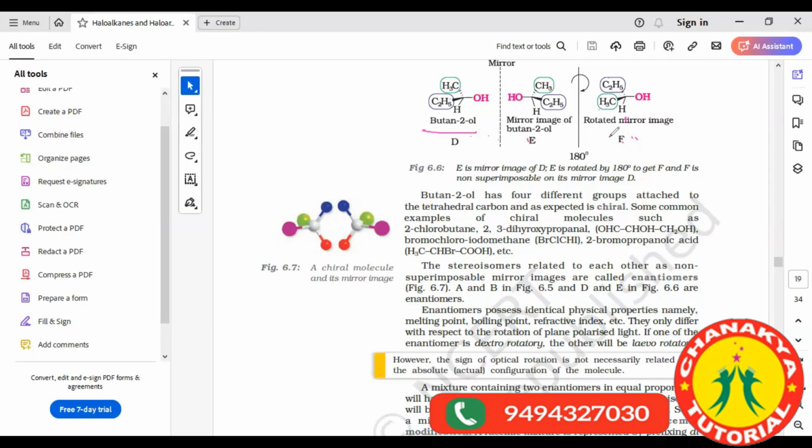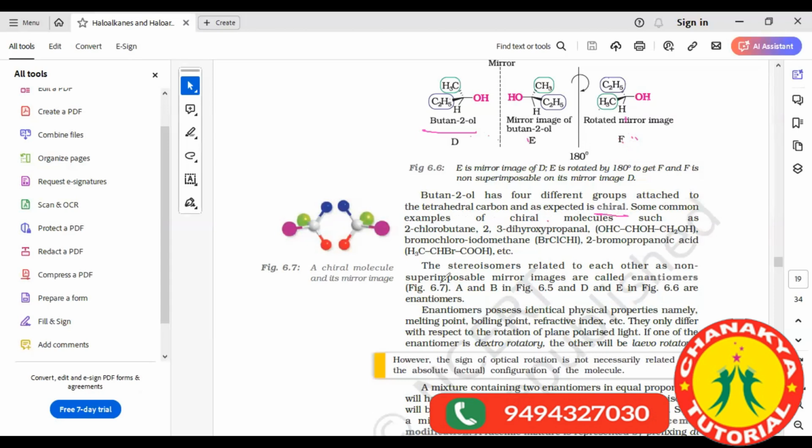It's just like our hand structure, as I told you, right? If you keep one hand on the other, only your hydrogen would get matched, but both other groups will not be matched on each other. And hence, butan-2-ol has four different groups attached to the tetrahedral carbon and, as expected, is chiral.